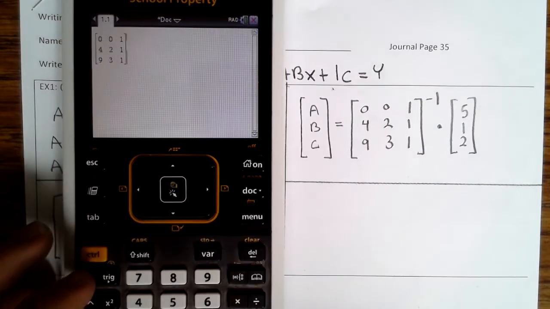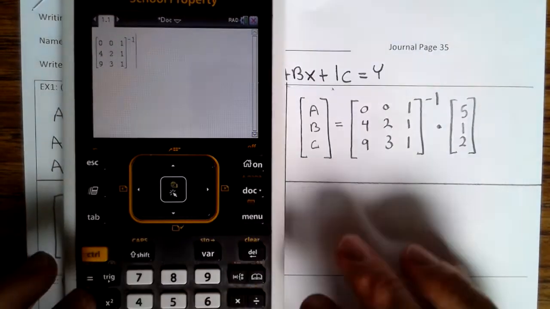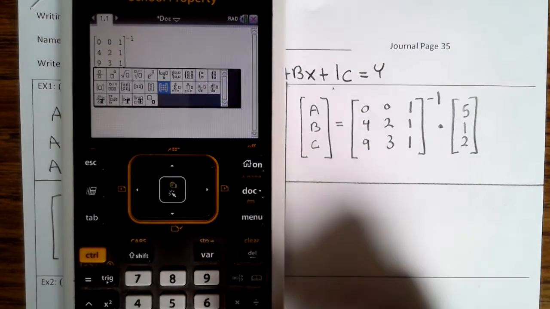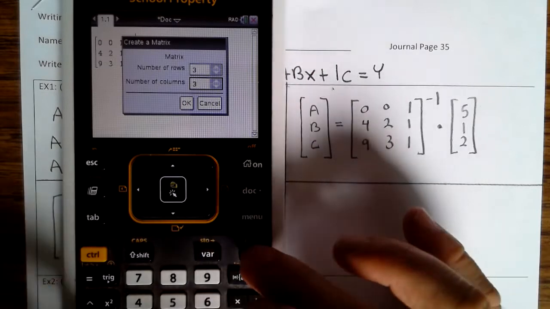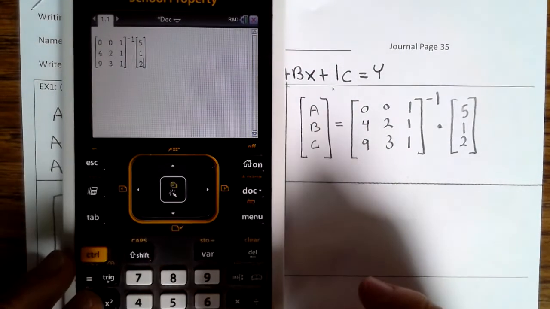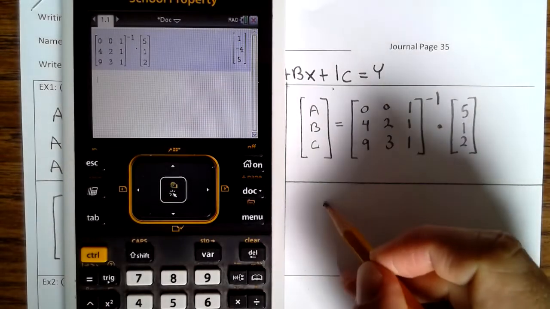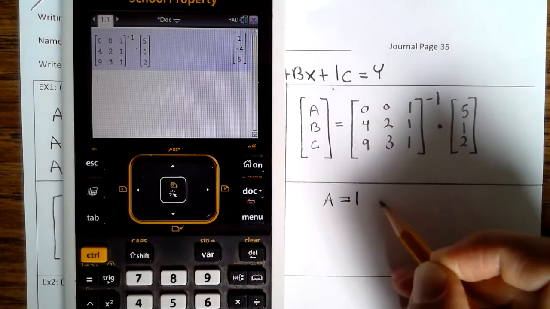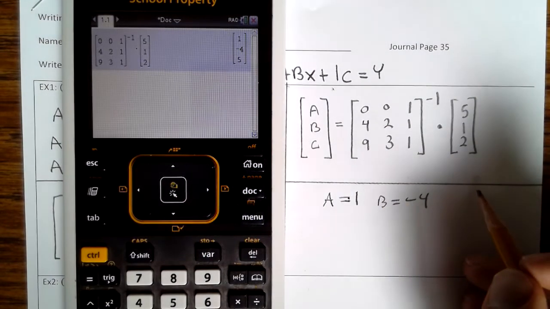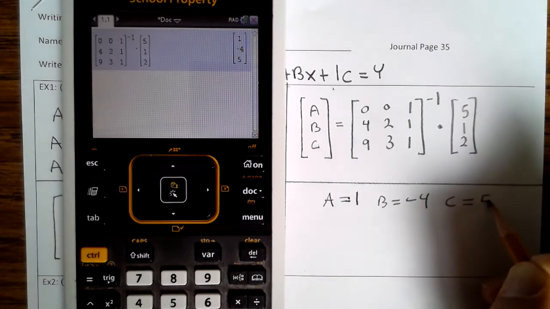Click to the right, up key to the -1. Click to the right, matrix button again. But this case, it's a 3 by 1. And so then 5, 1, 2. And so we now know that A is 1, B is -4, and C is 5.